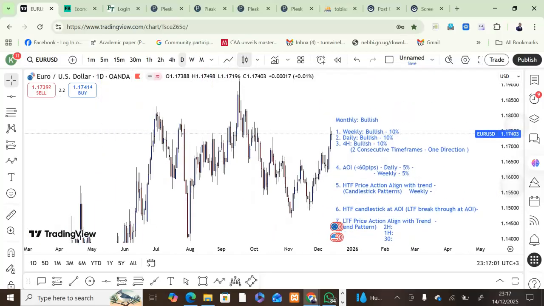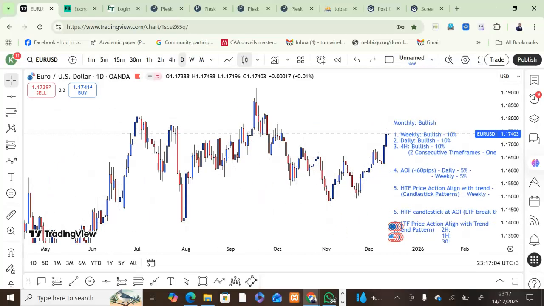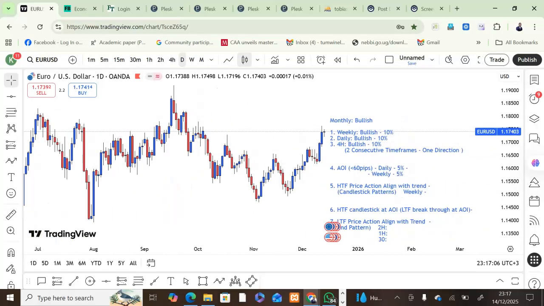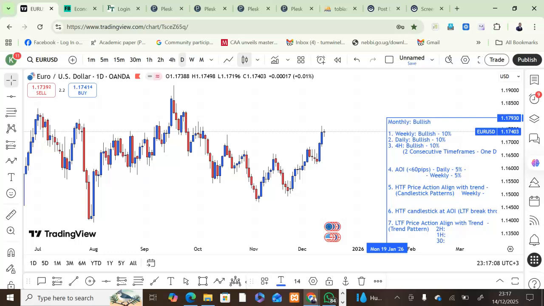When we are analyzing our area of interest, we're not going to draw a single line where the candle will touch. No, we are looking at the whole body of the candlestick touching. We are not looking at the trail.